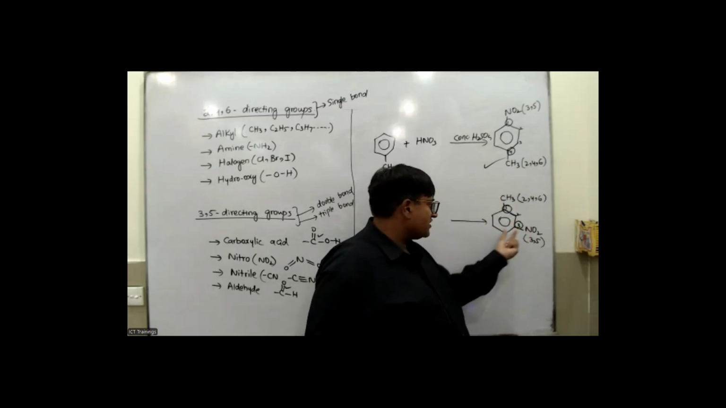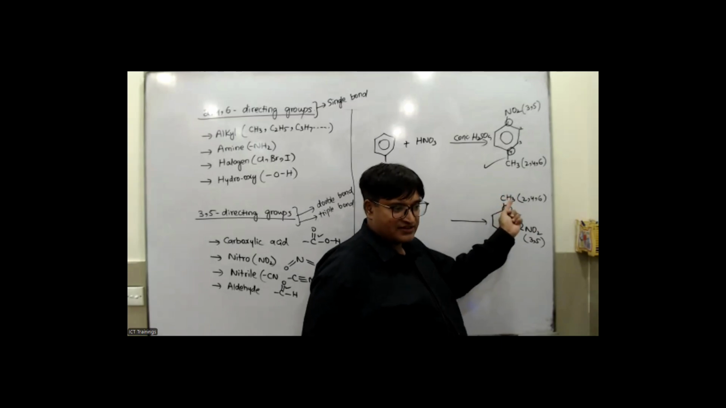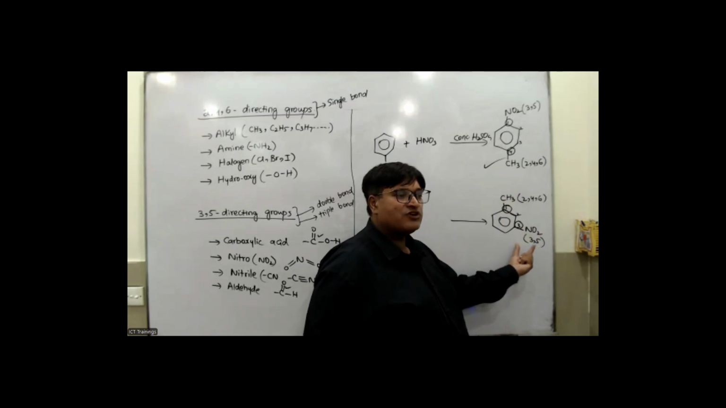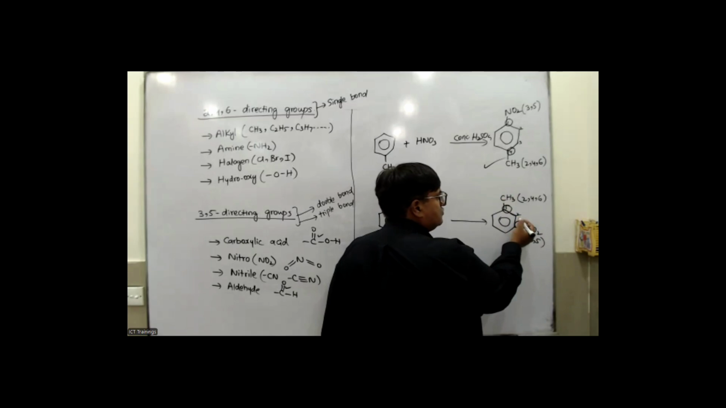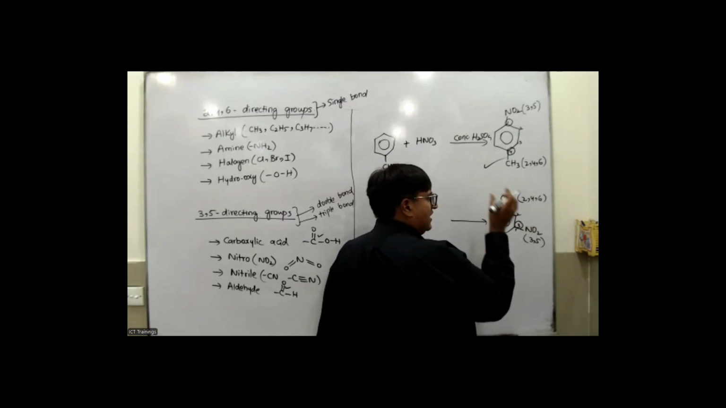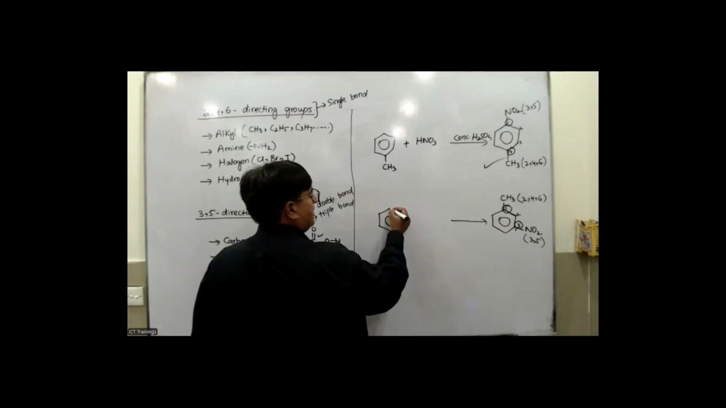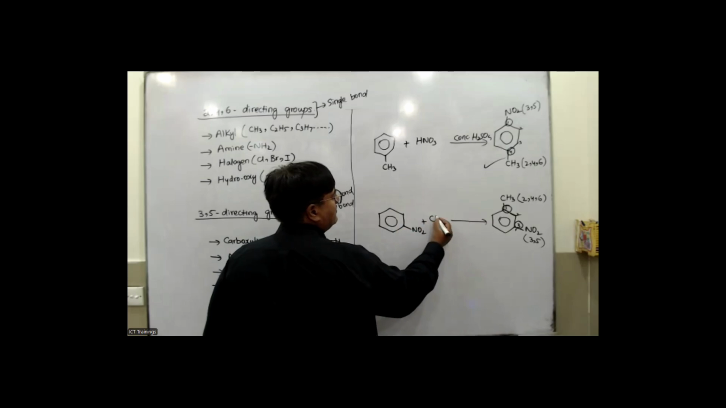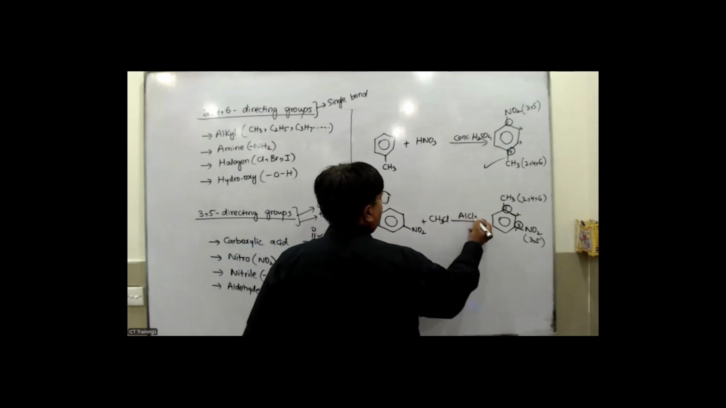So NO2 is not attached on 2, 4, or 6. So it means this one is not firstly attached. If this one is firstly attached, the upcoming thing would attach on position 3 and 5. So if this one is 1, 2, and 3, it means this one was firstly attached. Now you get it or not? Okay, so the first group attached was NO2, and you reacted with CH3Cl with AlCl3 as a catalyst.